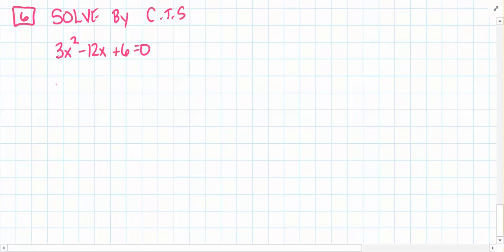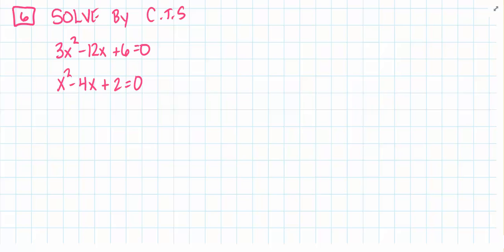Minus 4x plus 2 equals 0. Now, notice that can't be factored nicely, right? Because the factors of 2 are 2 and 1. I can't create a -4 out of that. So we wouldn't factor. We could always use the quadratic formula, but we haven't gotten to that yet technically in the book. So what can we do?